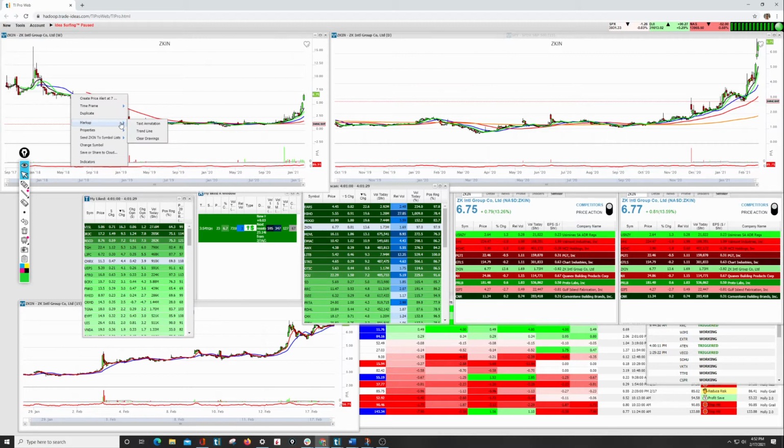Well, I want it to go straight across because I want it to be what's called like a support or a resistance line. So I'm going to have it go from one end to the other. And I don't know what I'm doing. Go ahead and laugh at me.